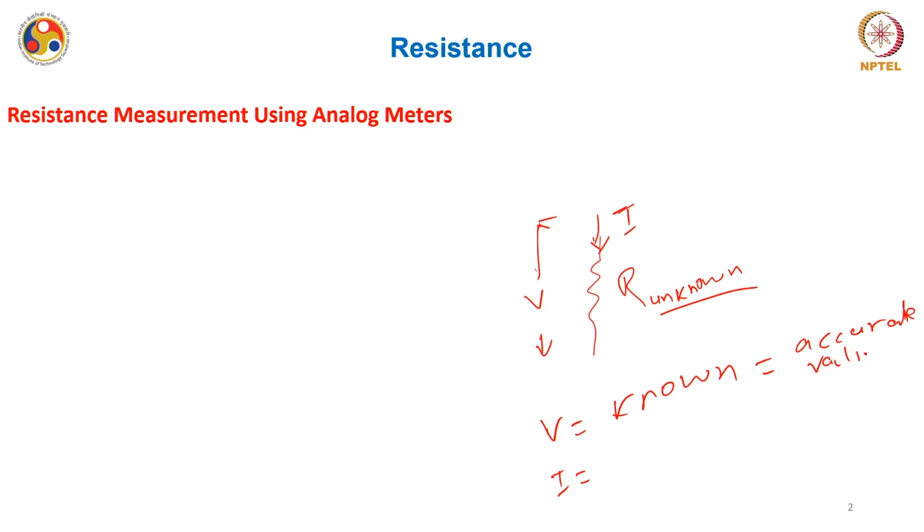What I mean by accuracy here, we will discuss later in this course. Now I have a current which is again a known, very accurate value. If I have this current flowing through the resistance and the voltage drop across it, known to very accurate values, I can say that R unknown is equal to V known divided by I known.